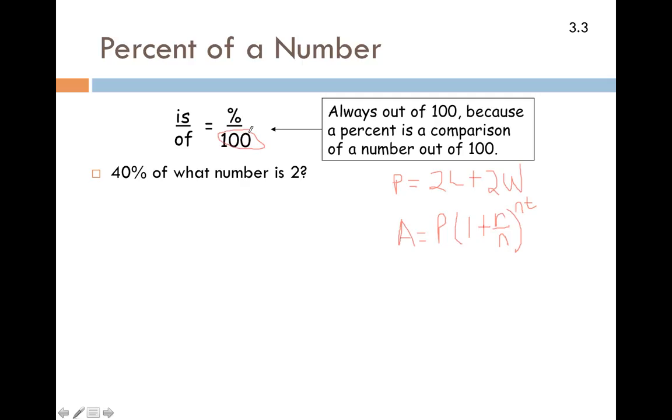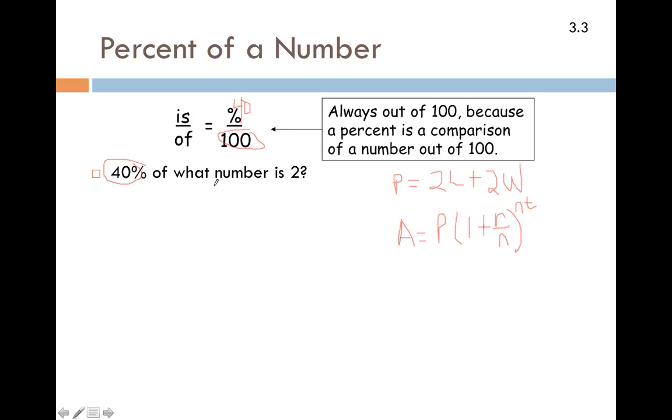These other variables, the is, the of, and the percent, they will change or we will have to find them. So what is the percent in this case? It's 40%. They're giving it to us, so we can take out the percent and put 40 in its place.